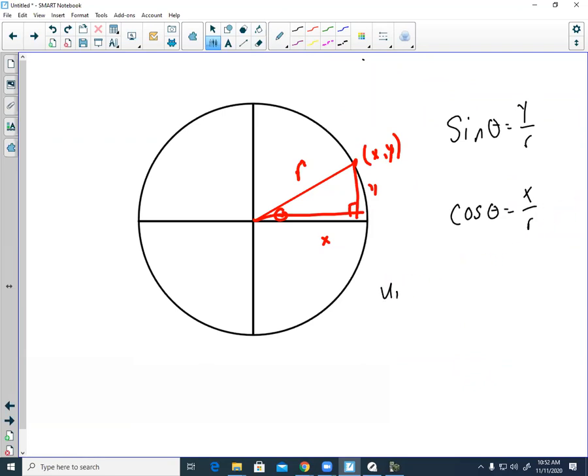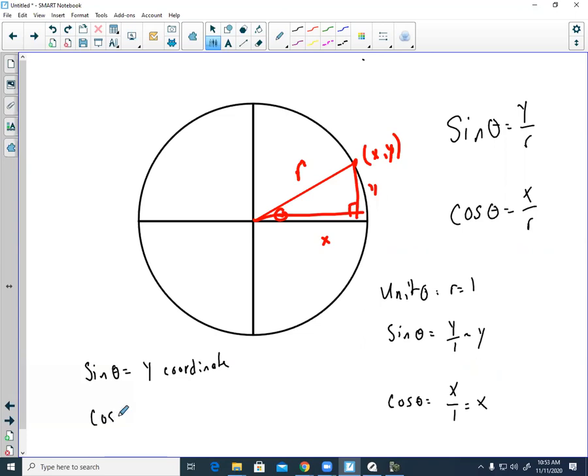Now on the unit circle, I know that the radius is equal to 1. So that means that the sine of theta is equal to y over 1, which is just y. And I know that the cosine of theta is equal to x over 1, which is just x. So therefore, your unit circle is extremely important to you because the sine of whatever angle you're looking for is just whatever the y coordinate is. The cosine value is just whatever the x coordinate is.